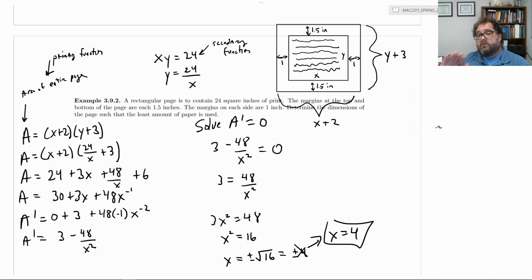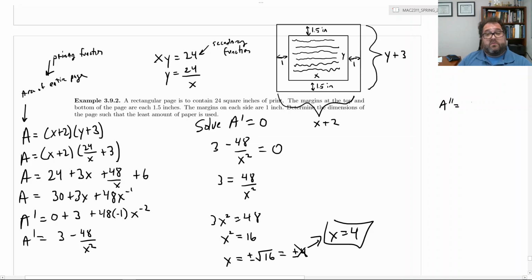Now we need to verify that that is a minimum value, a local minimum. So I'd probably use, again, the second derivative. Let's calculate A double prime real fast, here off to the side. We think that x equals 4, and we'll find the y value in just a second. Let's just verify our x value is correct. Let's find the second derivative. The A prime is 3 minus 48 over x squared.